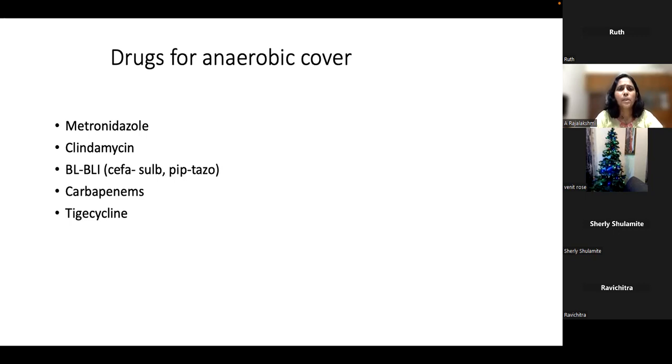Drugs used for anaerobic cover are mainly metronidazole and clindamycin. And remember, if you're using a beta-lactamase inhibitor like cefoperazone sulbactam or piperacillin tazobactam, a carbapenem or tigecycline, it covers anaerobes and you don't need to add additional metronidazole.